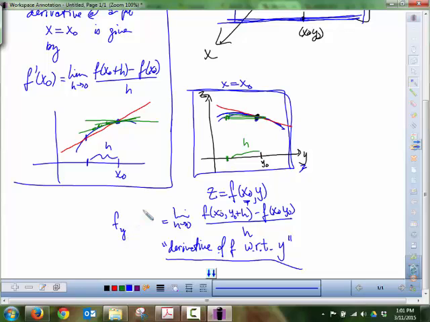In this case, I'm taking the derivative with respect to y. So one notation for us will be putting a subscript to let people know which variable we're taking the derivative of the function with respect to.